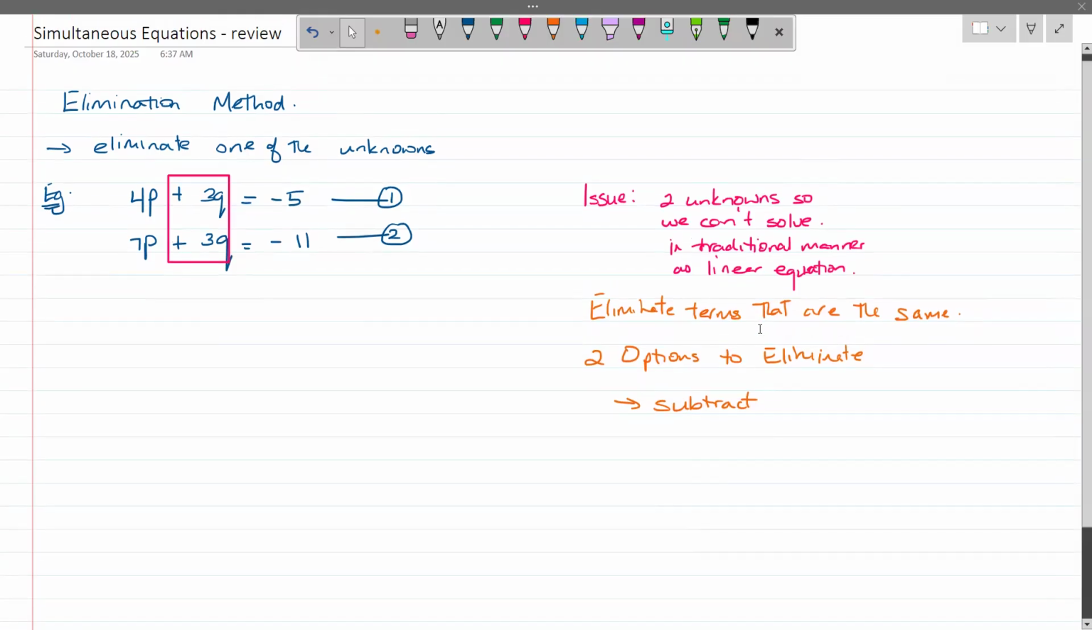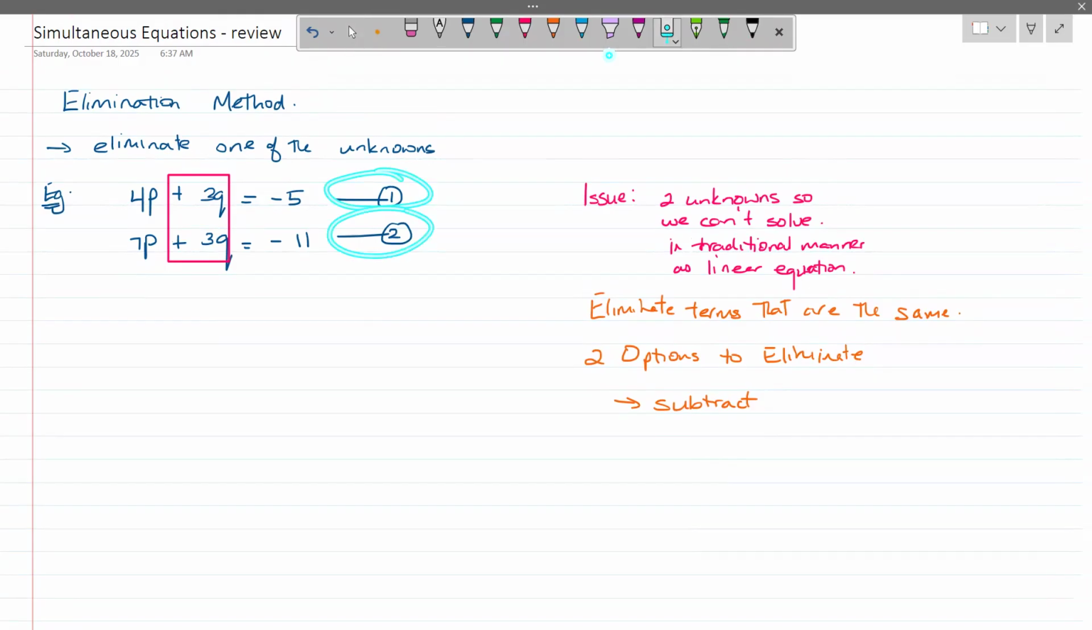All right, so we're looking at simultaneous equations, and we want to look at specifically the elimination method. Now, the issue that we have with simultaneous equations is that we have two unknown values. In these two equations here, which I label equation 1 and equation 2, this is always a pair of equations, and you should always label them. We have two unknown values. We have an unknown for P, an unknown for Q, right?